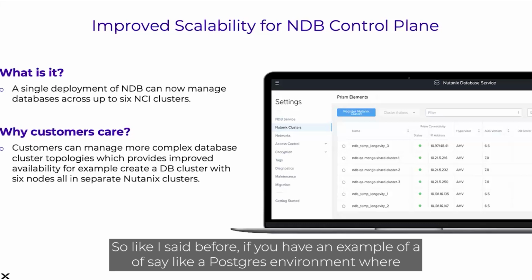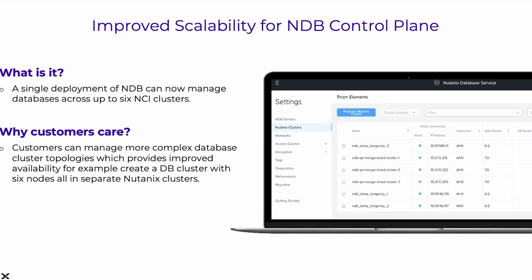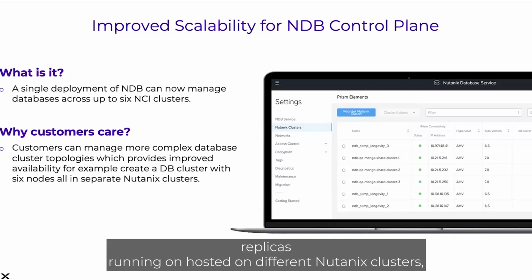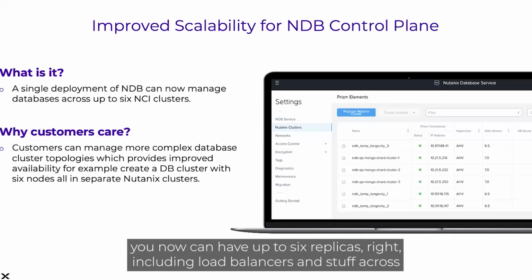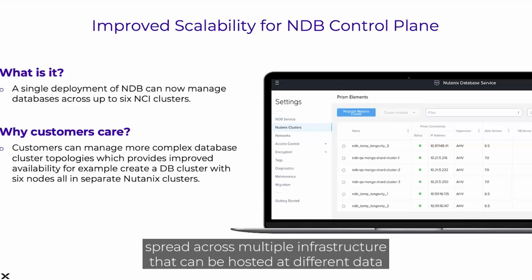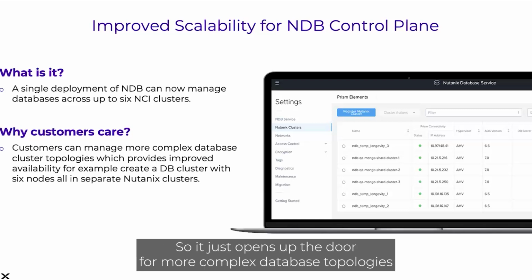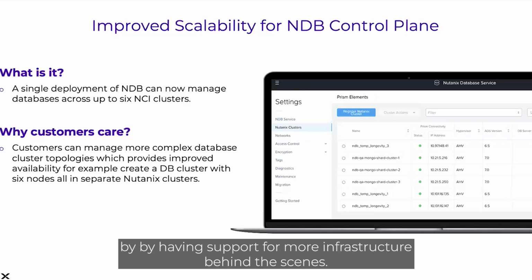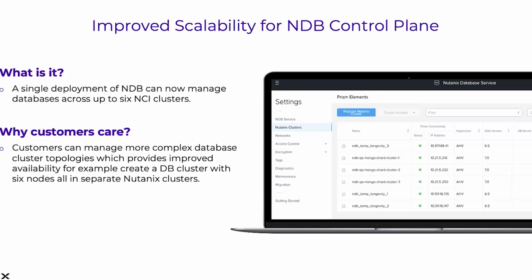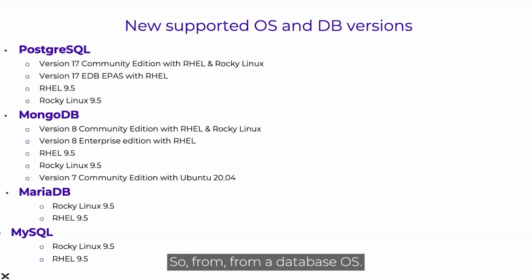So like I said before, if you have an example of say like a Postgres environment where you may want to have multiple replicas hosted on different Nutanix clusters. You now can have up to 6 replicas, right? Including load balancers and stuff spread across multiple infrastructure that could be hosted in different data centers, different server rooms, or potentially hosted in different regions. So it just opens up the door for more complex database topologies by having support for more infrastructure behind the scenes.